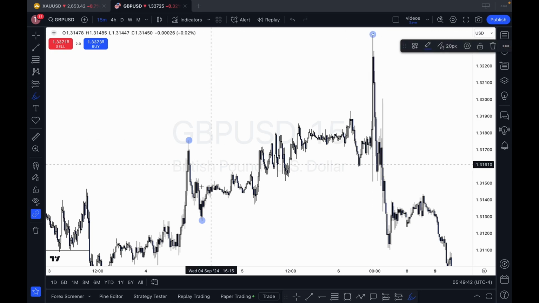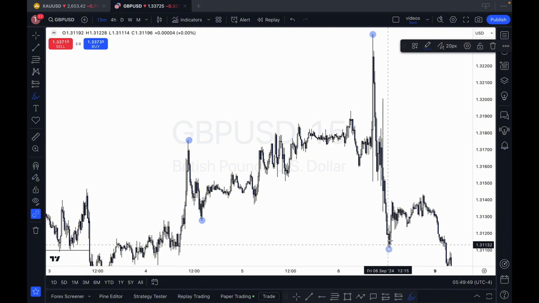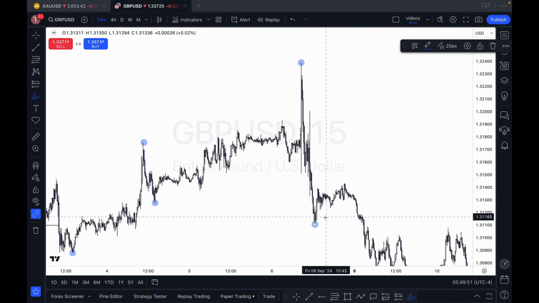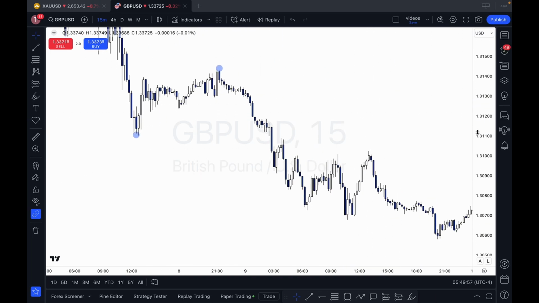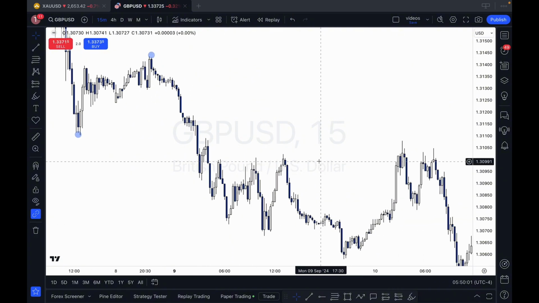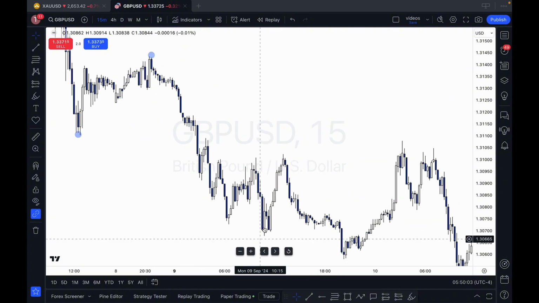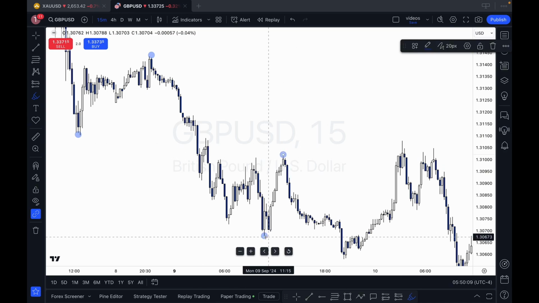So the pullback ended there, and then we got this break here, right? So okay, we eventually got the break and a pullback, very shallow, but still a pullback. The pullback doesn't need to be very, very deep to be considered a valid pullback, right? Pullback here, the lowest low is here before you got the pullback, right? So from here to here, and then you actually got that break here, right?